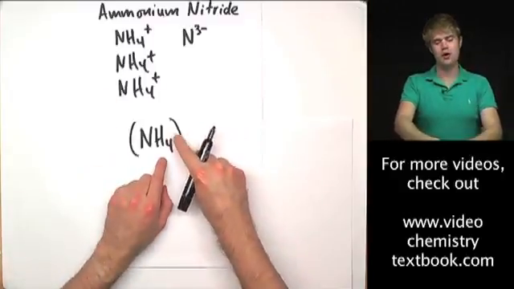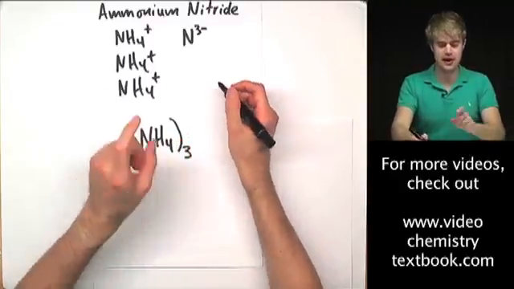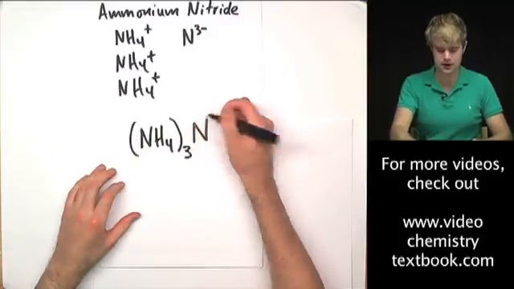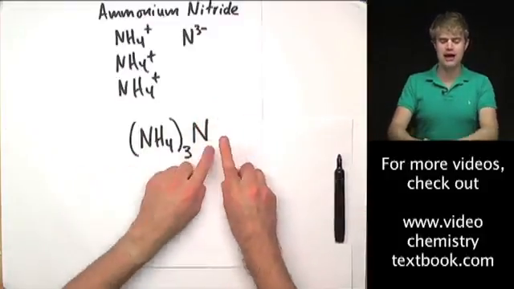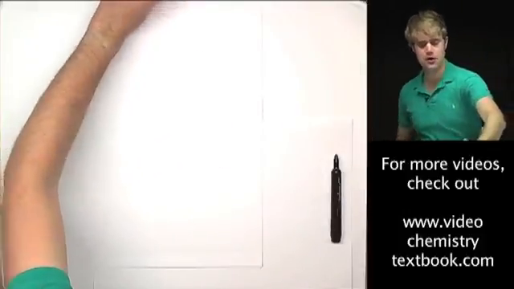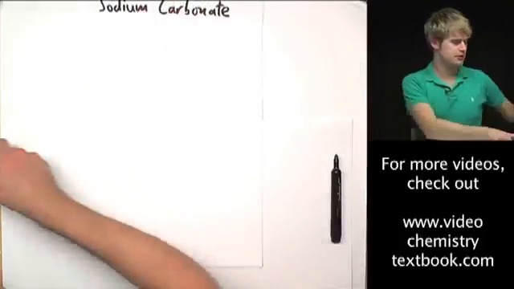That's how I show that I want 3 of the ammoniums, and then I only want 1 nitride because it has a charge of 3-. And so I can just write it like that without anything after it, and that means that I have 1 of them. Okay. Sodium carbonate.